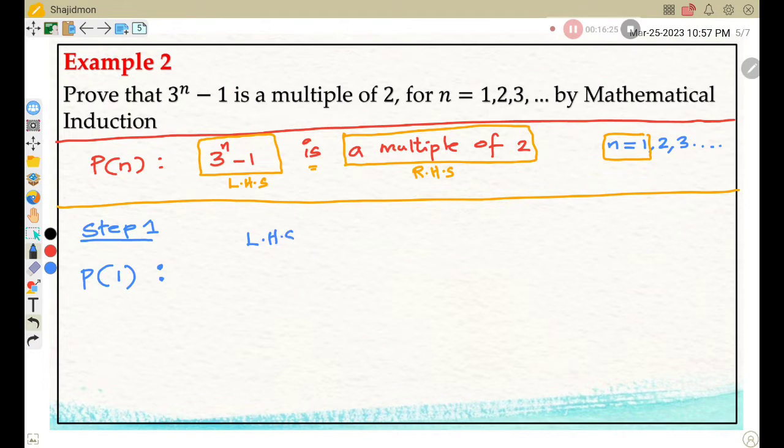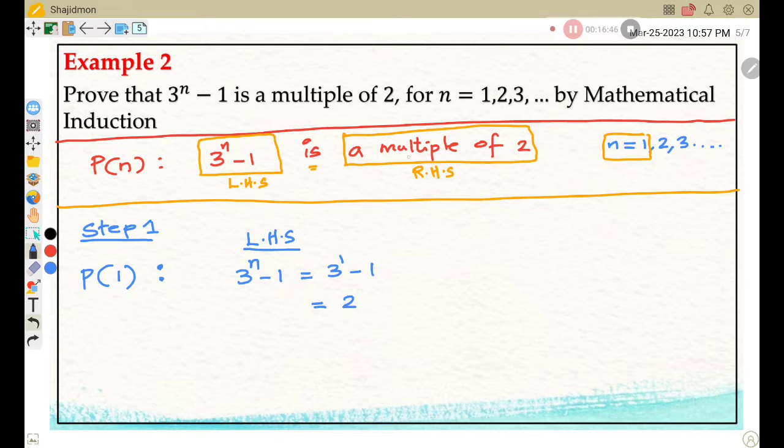So what we do, take the left hand side of the expression. What is the left hand side of our statement? 3 power n minus 1. N equal to 1, P of 1, correct? P of 1, just substitute n equal to 1. So what will you get? 3 power 1 minus 1. What is 3 power 1 minus 1? 3 power 1 is 3, 3 minus 1 is 2, correct?